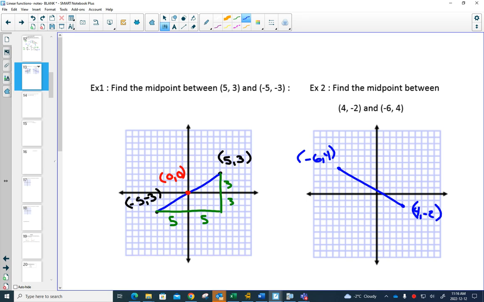Not as easy to see the middle of this one. But if we think about our formula, what would be the average of -6 and 4? If you add them together, you get -2, divide by 2, you would get -1. Right? So I know my x-coordinate is -1. For my y-coordinate, what's the average between 4 and -2? 4 and -2, that would be 2. If we add them together, you get 2. Divide that by 2, you get 1. So your midpoint on this one is (-1, 1).